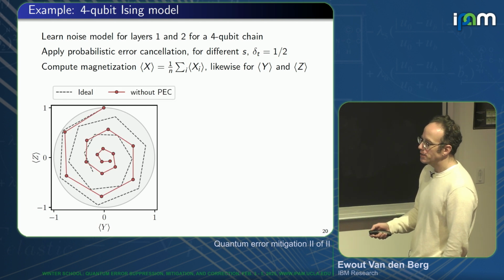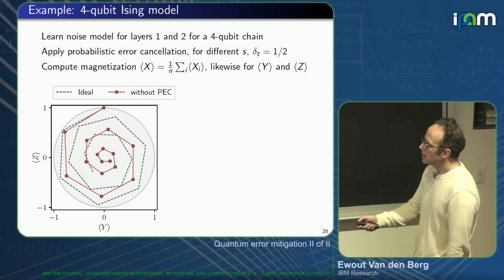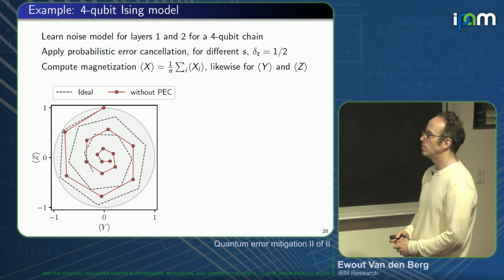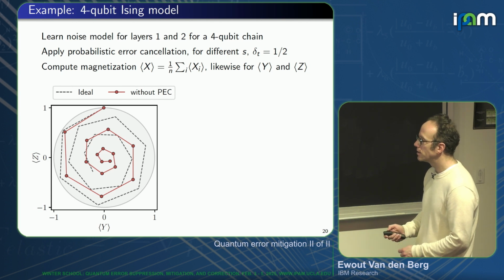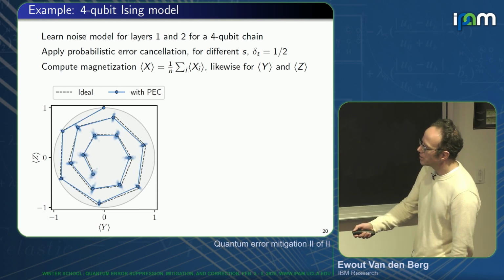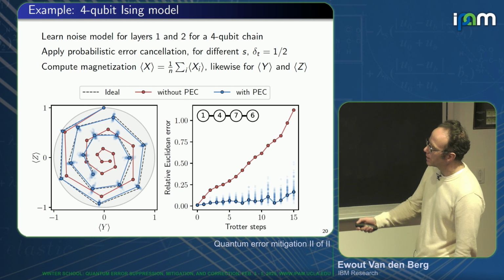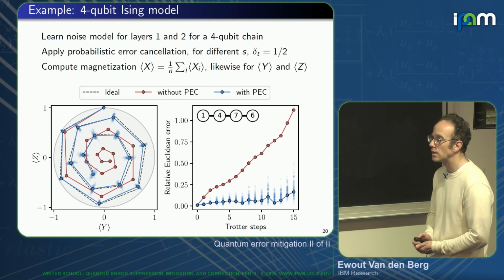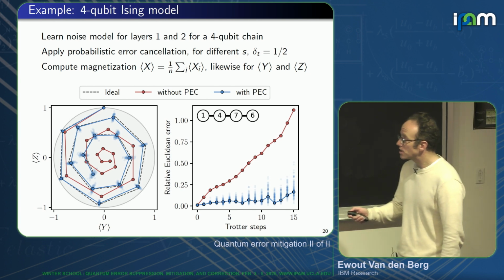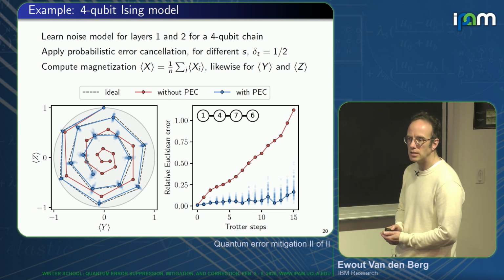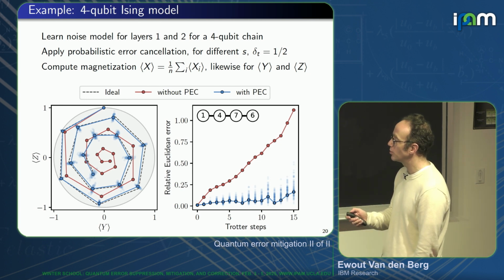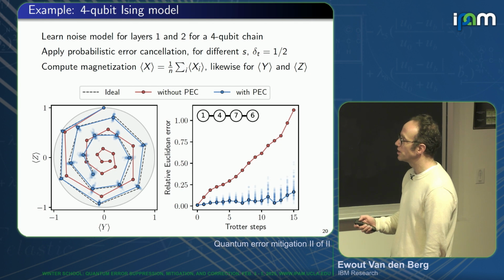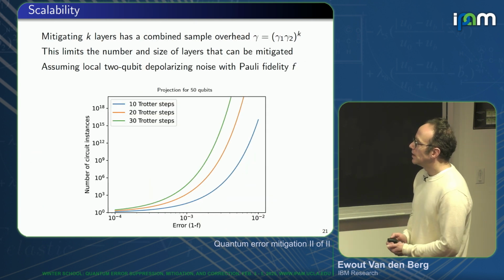If you don't apply PEC, so you just apply the circuit and measure everything, the spiral tends to go to 0 much faster than desired. If you do apply PEC, you see it follows the curve much more closely. And if you look at the relative Euclidean distance to the origin, without PEC you get this error, and with PEC you get a much smaller error. And this is still a fairly small example. Since then, the hardware has become a lot better, so we can now scale this much larger.